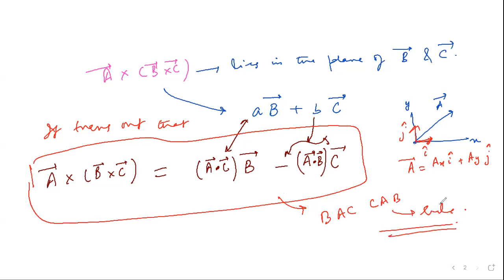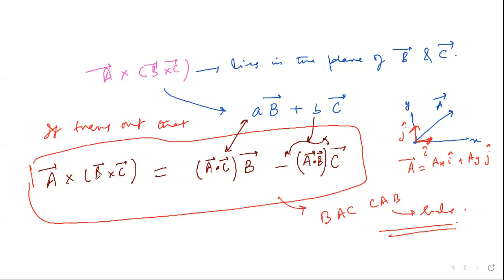Why is it useful? See, it is converting cross product into dot product. In a way, here we have to calculate two cross products to get the answer. Here you have to calculate just two dot products. Dot product is easier to calculate than cross product, so it makes our life easy, right? So A cross B cross C is a combination of B and C, and here you have A dot C, here you have minus A dot B.